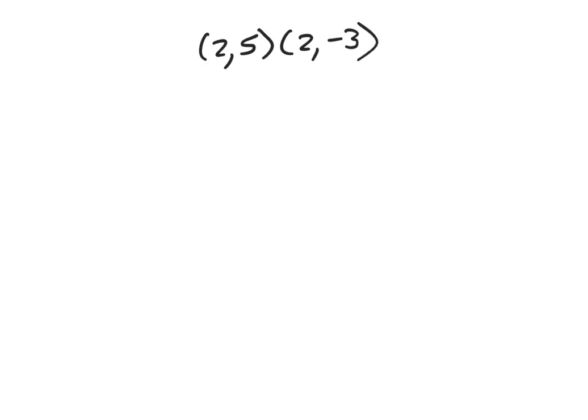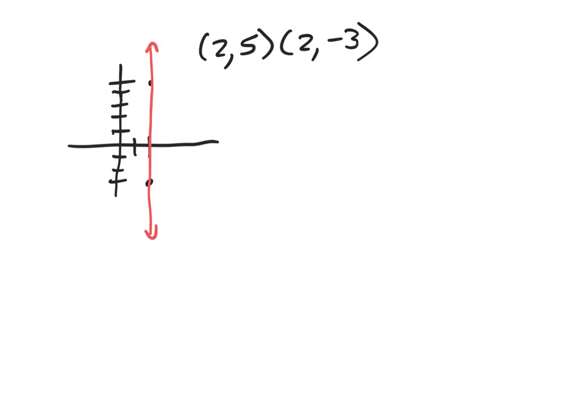If I give you these two ordered pairs, (2, 5) and (2, -3), we could do our slope right away, but here's what I want you to at least visualize. (2, 5) is here. (2, -3) is right here. If I connect those two together, there's my line. What do we notice about that line? It's vertical, right?